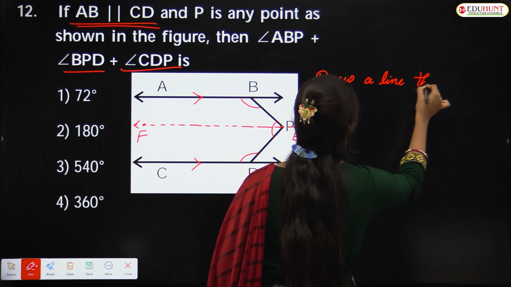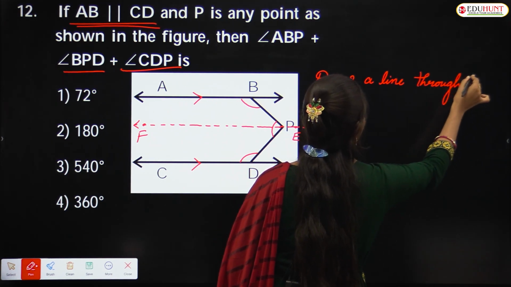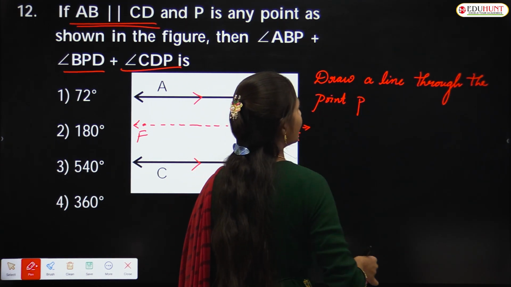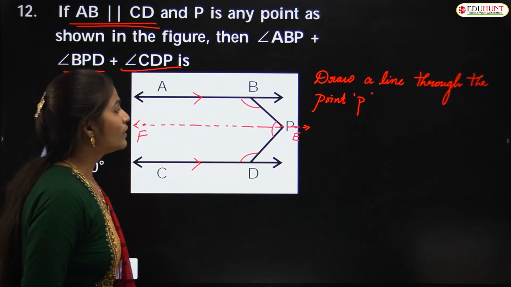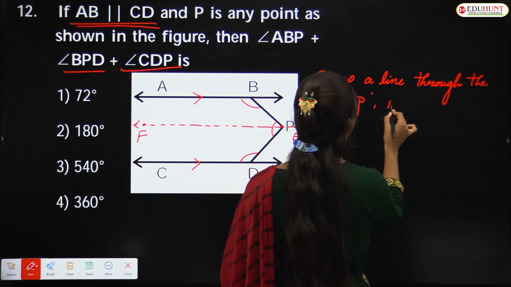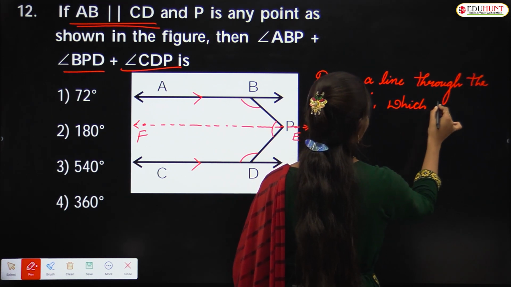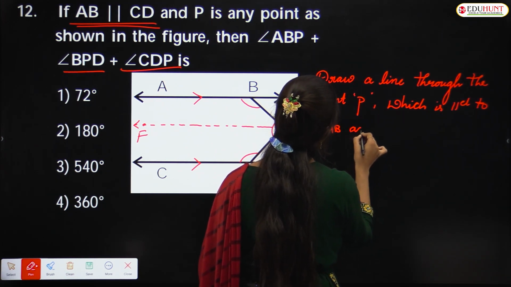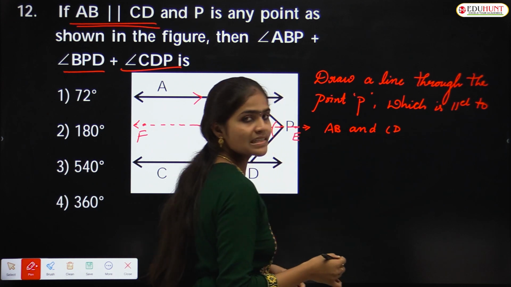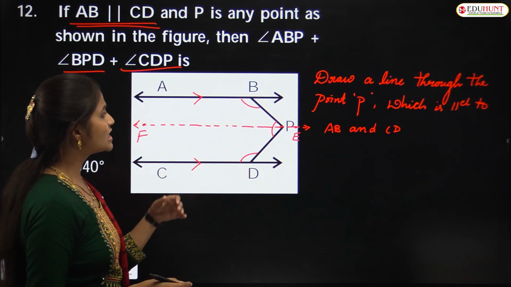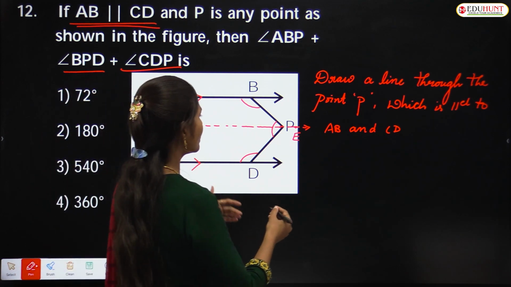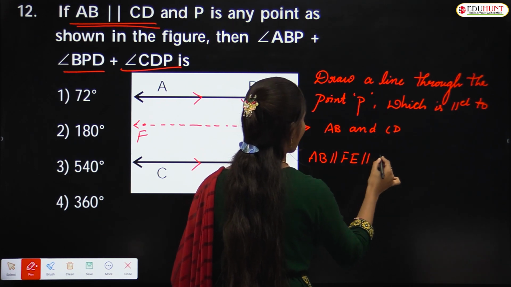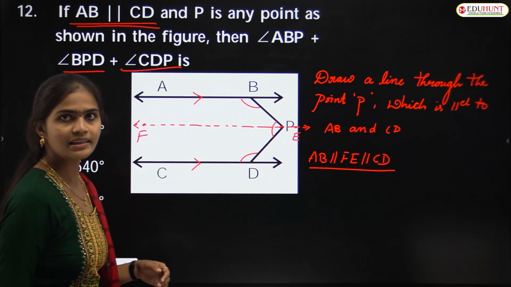Draw a line through the point P which is parallel to AB and CD. In between AB and CD, we have drawn one parallel line, no? So it is parallel to AB as well as CD. So AB is parallel to FE, or EF, which is parallel to CD. Now this is the condition.